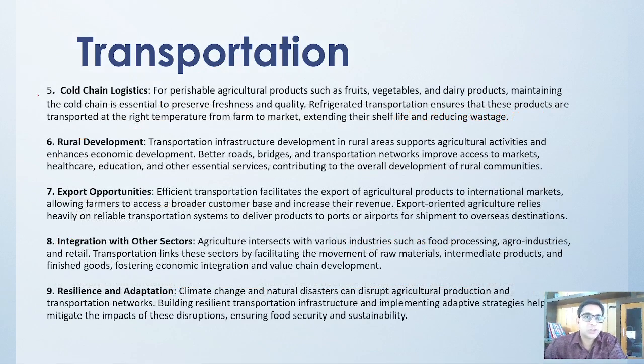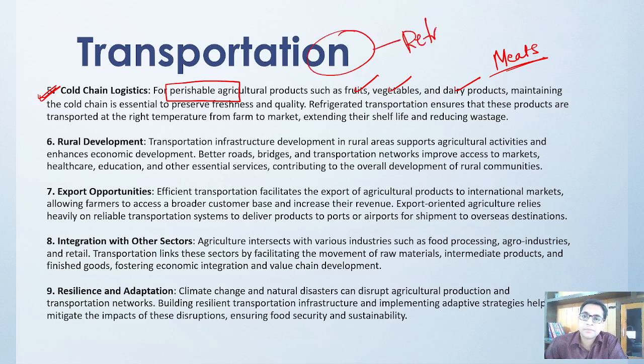Then cold chain logistics. There are a lot of perishable products, like fruits, vegetables, dairy products, and meat. In order to preserve freshness and quality, we need transportation. Right now transportation vehicles are equipped with refrigeration.